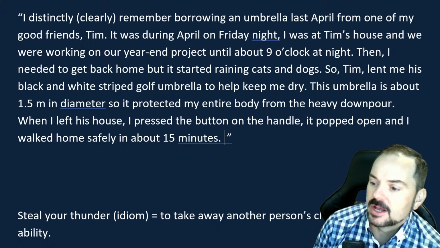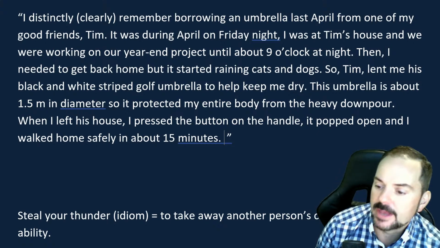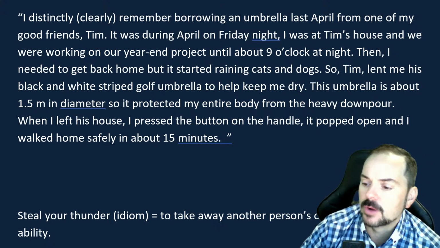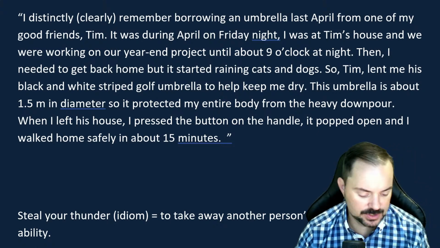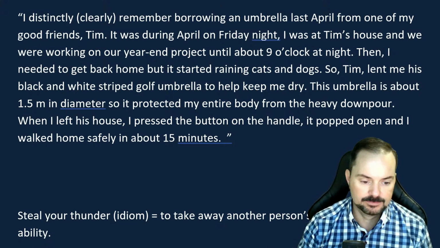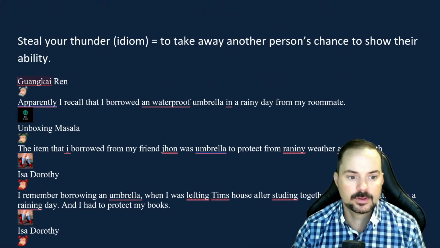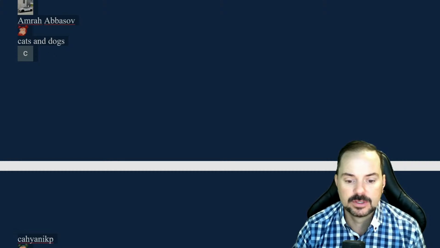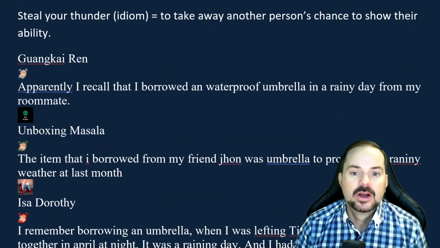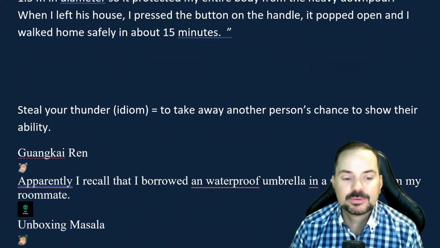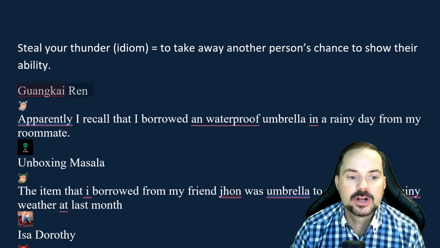Gunkai Ren says, I recall that I borrowed a waterproof umbrella on a rainy day from my roommate. Yeah, now Gunkai Ren, I'm looking at what you have here in the chat. Let me just grab this, so you can see that I'm with you here. I'm going to talk about a couple of these, so that's why I grabbed a whole piece of the chat here. All right, so this is basically our chat plopped right into our lesson here. So here's Gunkai Ren.